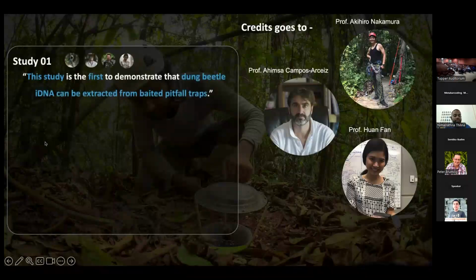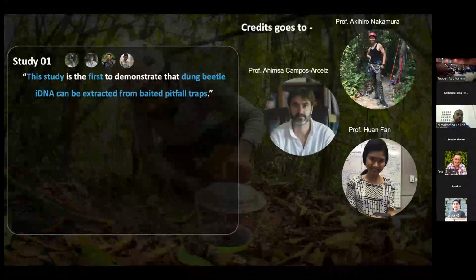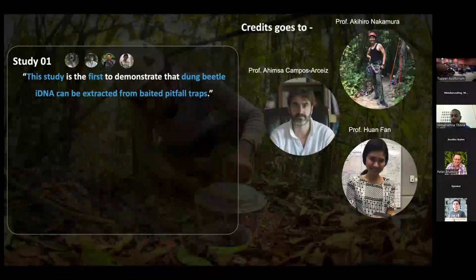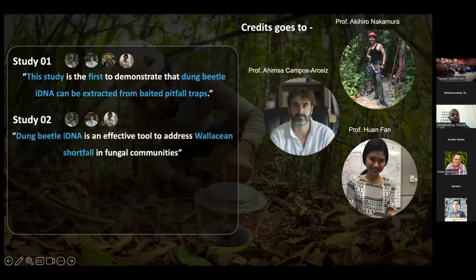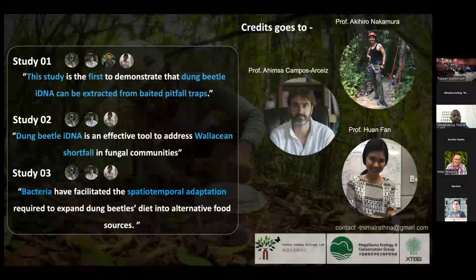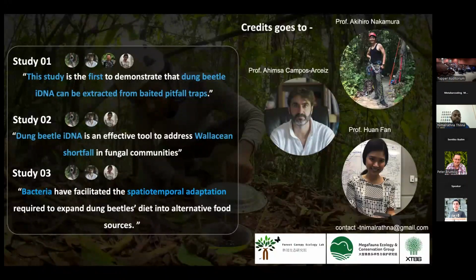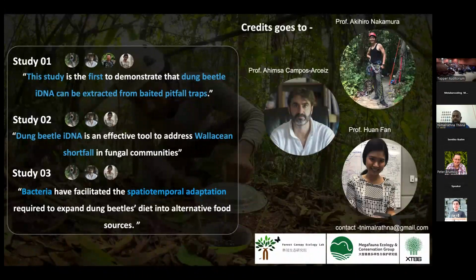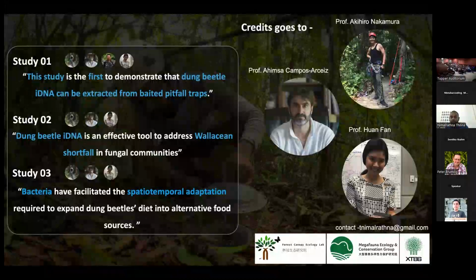And in our study, we first found that the most widely used pitfall trap can be used to look at dung beetle mammal interaction, and dung beetles can be used for biodiversity monitoring. And second, we used dung beetle eDNA as one of the tools to assess the Wallacean shortfall in the fungal communities. And third, we found the bacteria actually facilitate the dung beetle's fungal diet shift in the rainforest across the seasons.